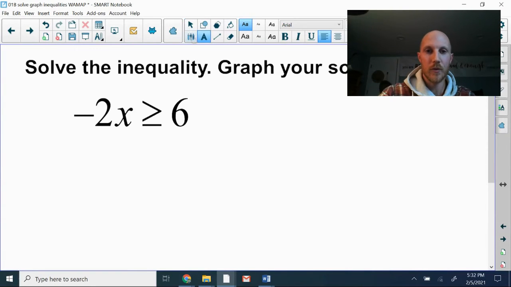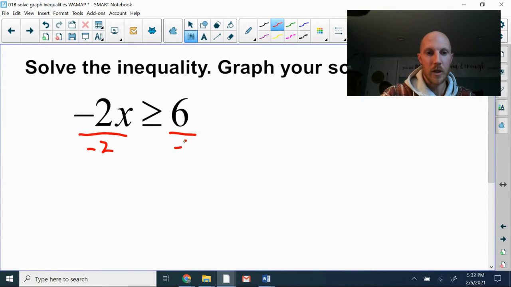So in order to solve this, my first step is going to be to divide both sides by that -2, the opposite operation. When I do that, these -2's will cancel, leaving x. And then on the other side, 6 divided by -2 is going to be -3.